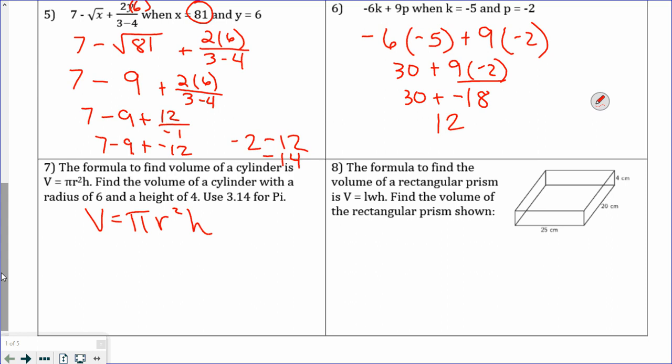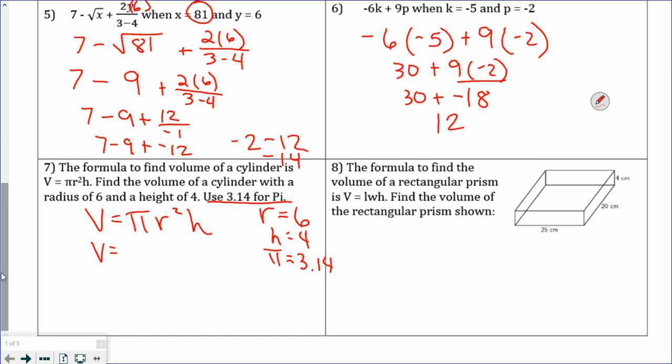Then it says find the volume of a cylinder, so we're looking for V, with the radius of 6, so my radius, r, would be 6, and a height of 4. And then very important, it says use 3.14 for pi. We're not using the pi button for rounding purposes, so just 3.14. So let's go ahead and plug those numbers in.